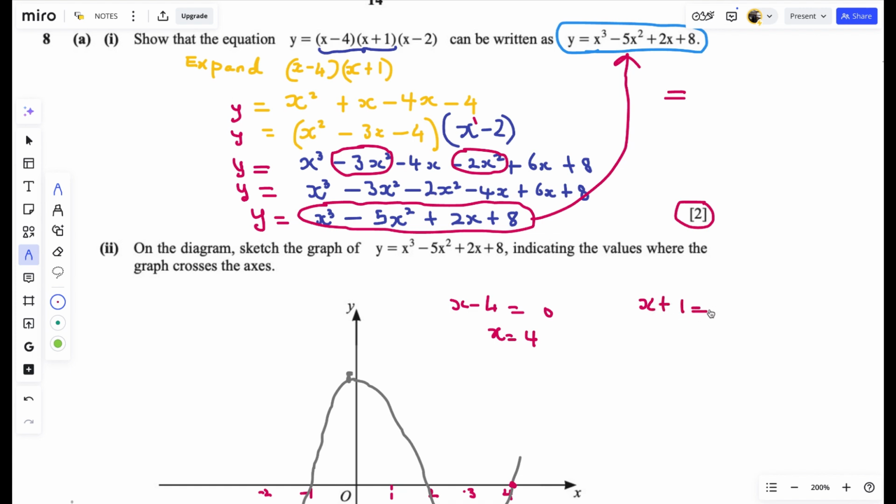Okay? We equate y to 0. x plus 1 equal to 0, and then x will be equal to negative 1. Because if you move this 1 to this side, it becomes negative 1. So x is equal to negative 1. So one of the roots is negative 1.